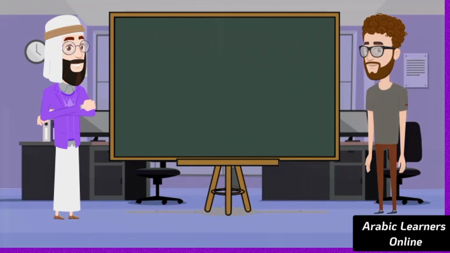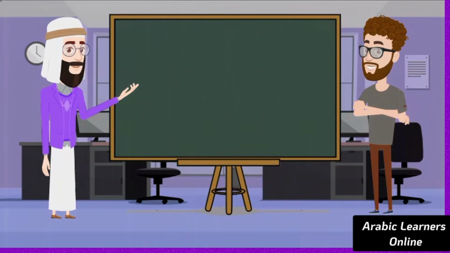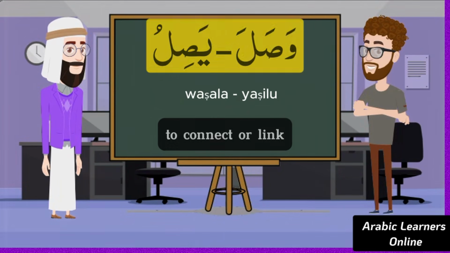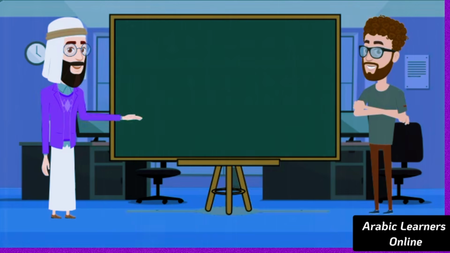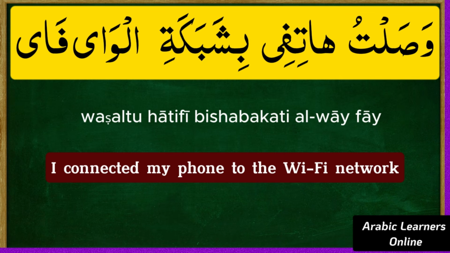Let's get connected. How do I say, I connected my phone to the Wi-Fi network in Arabic? For connecting devices, we use وصل يصل, which means to connect or link. Here's your sentence. وصلت هاتفي بشبكة الواي-فاي. In English, I connected my phone to the Wi-Fi network.